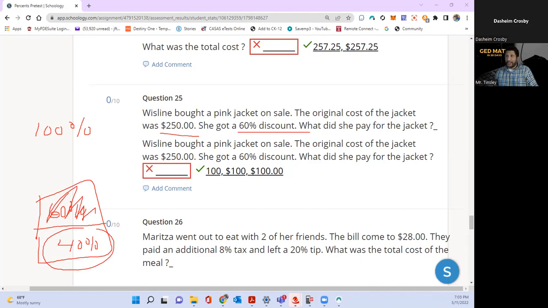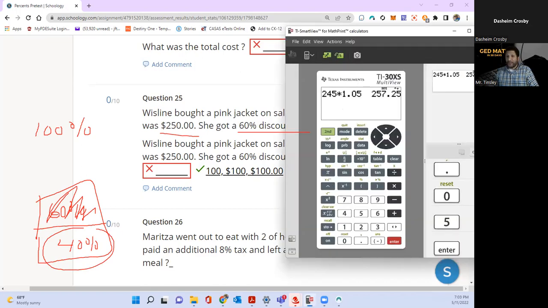Watch this with the calculator. $250 times 0.4, because 40% is 0.4. How much do I have to pay? $100. So remember, that's the mistake that people make.